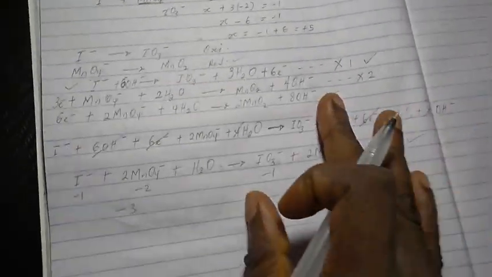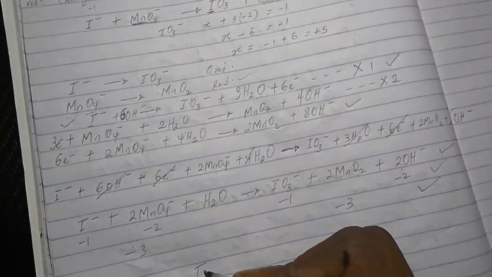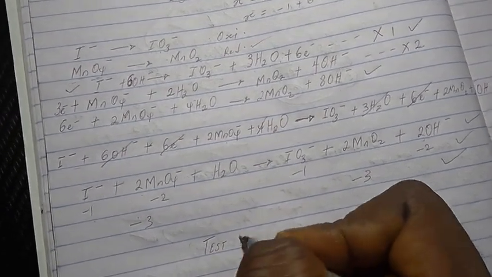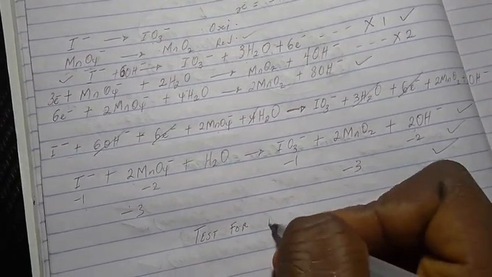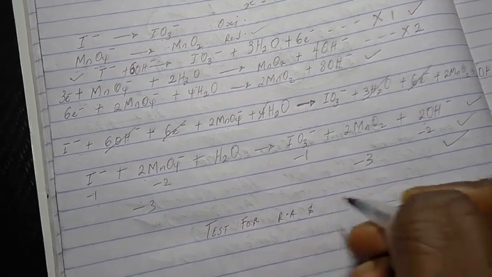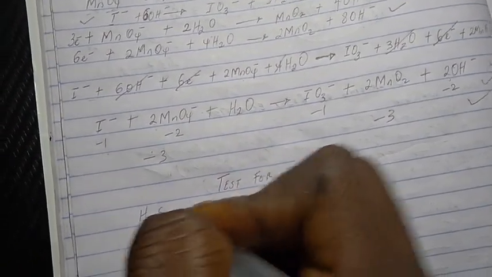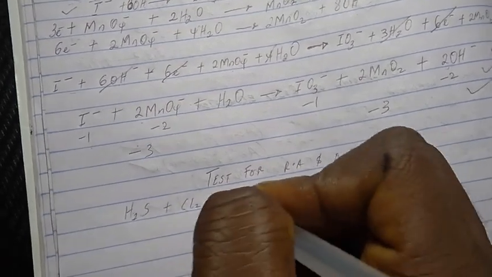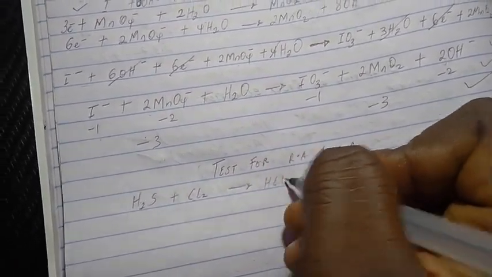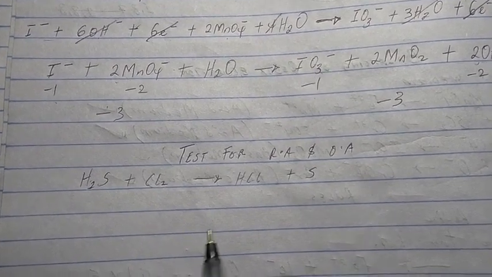So let's do the test for reducing agents and oxidizing agents. Let me show you something quickly, like a reminder. Look at this: H2S + Cl2 gives HCl + S. In this equation, which one is the reducing agent? That's the first question. I've not started, but I want to remind you of what we've done before.